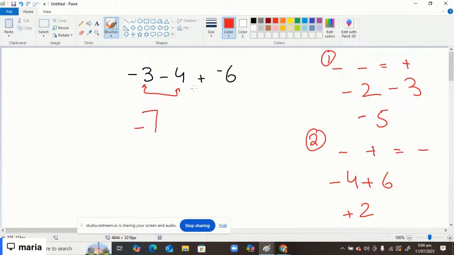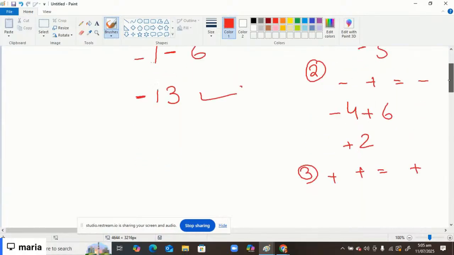And now plus minus is minus 6. Again there are two negative signs, so we are adding. 6 plus 7 is 13. But which sign do you put with it? The greater number is 7, and with the 7 it's the negative sign, so the answer is negative 13. This is how we solve it.